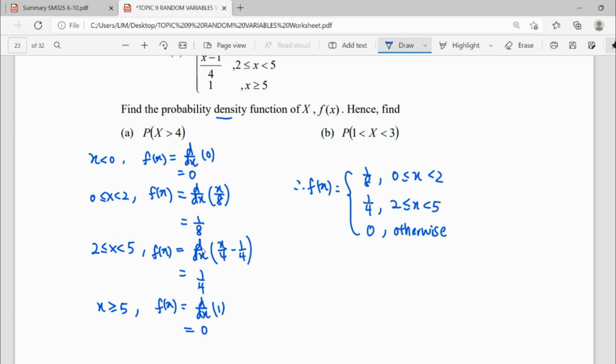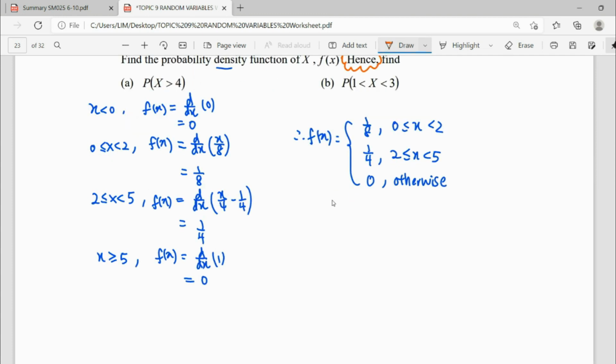So after that, then only we see our questions. So definitely we have to use the technique of integration, because we say hence find the probability of x greater than 4, and 1 to 3. So from small f, when you want to find probability from small f, you have to integrate.